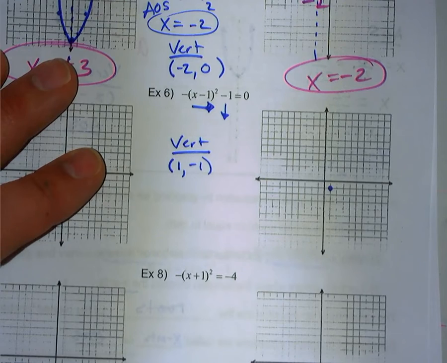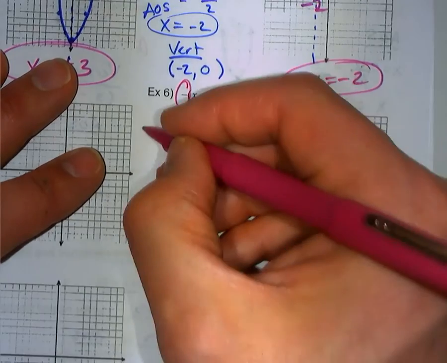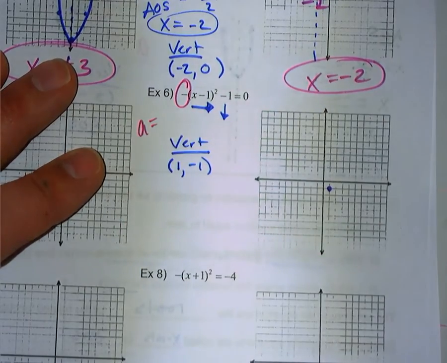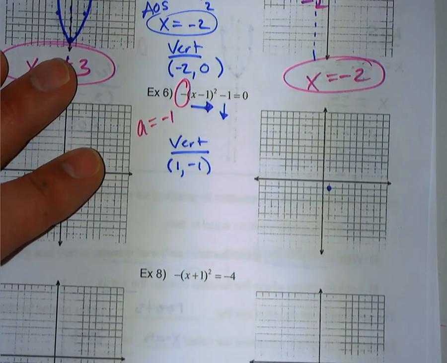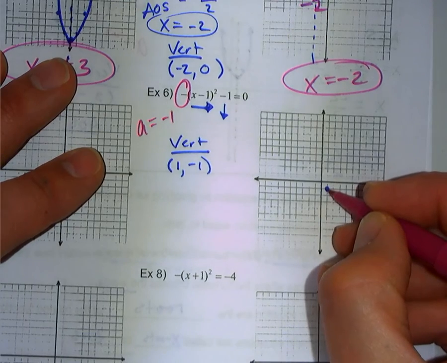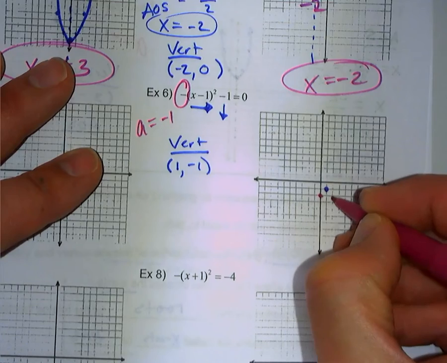Do we have an a value? Oh, yes, sir. Right there, that's an a value. A is what? That thing's negative. And if it's negative, smiley face or frowny face, it's going down, right? So start at your vertex and follow your normal pattern, over 1, down 1, over 1, down 1.